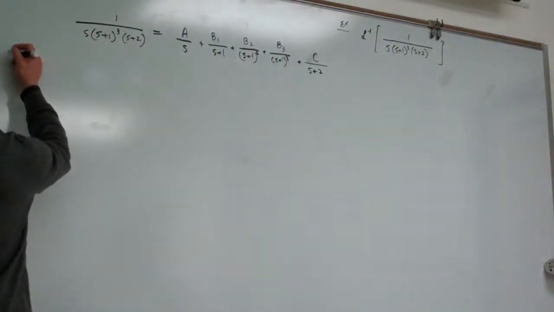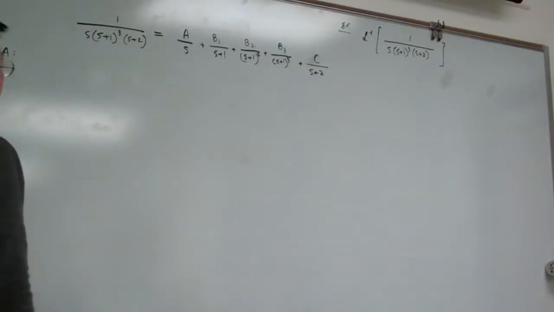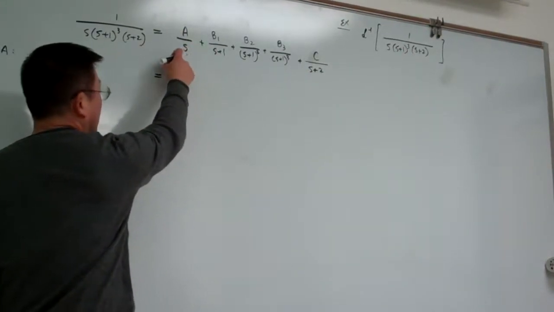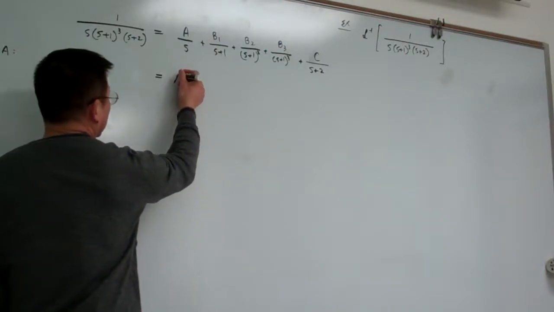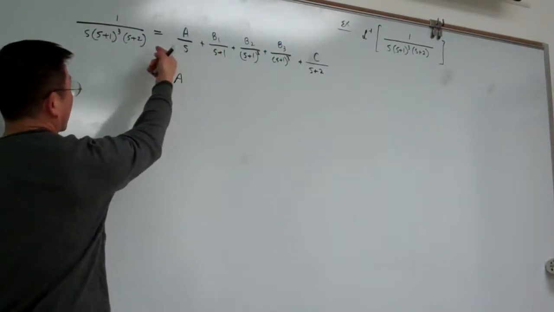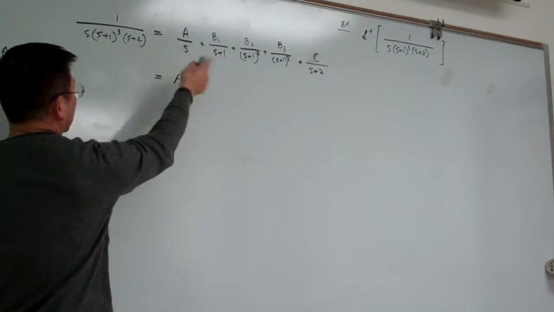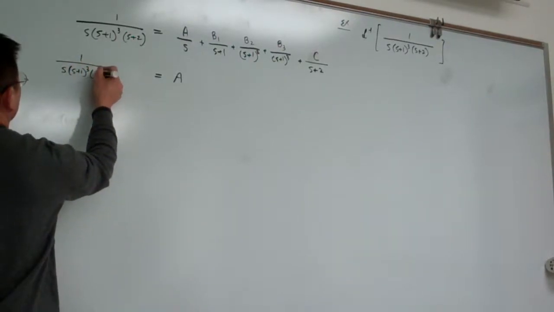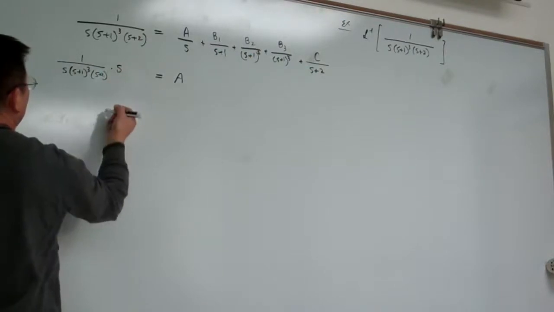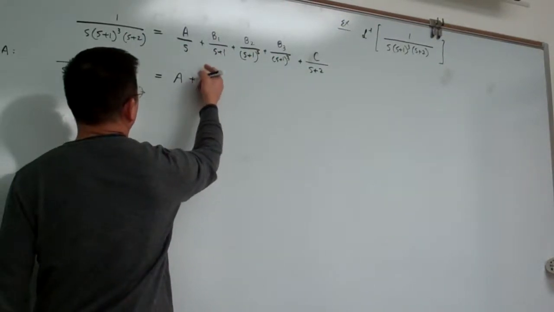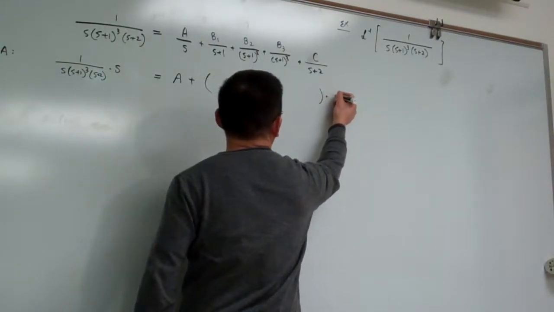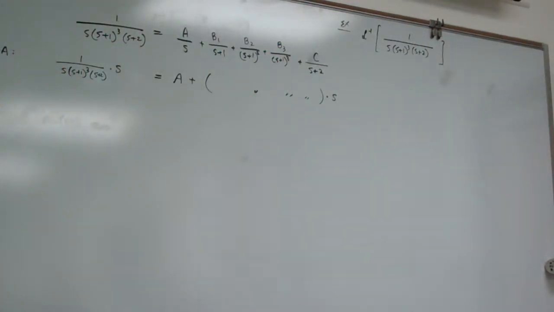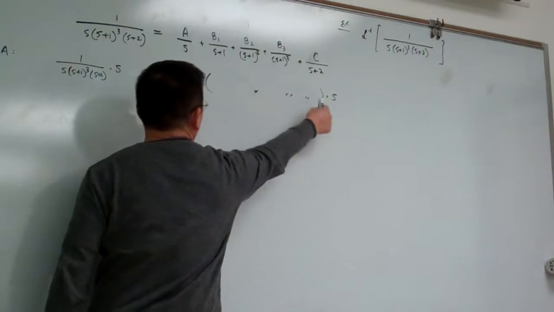So to determine A, your goal is to have the A stand out without anything. So to have the A appear like this one here and compare to the first one, you have to multiply both sides with S. Okay, so multiply with S and A will stand out, but the remaining terms will be multiplied with S. Okay, so basically let me copy this one here.